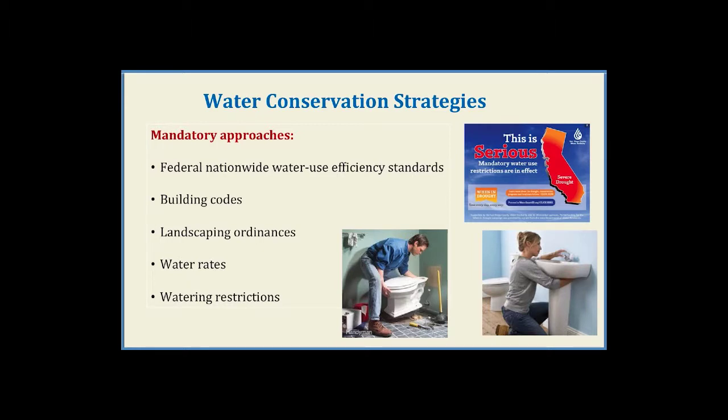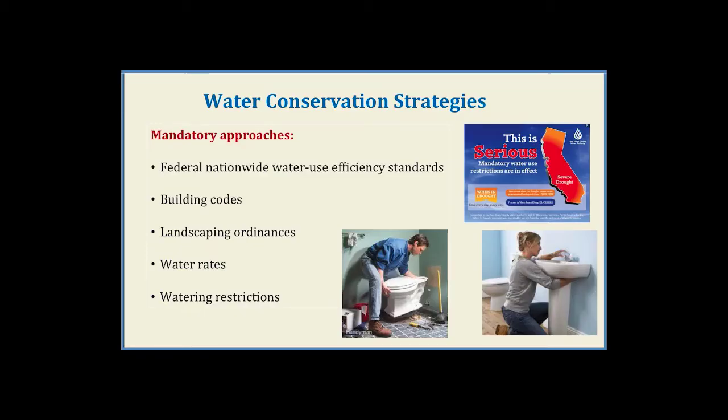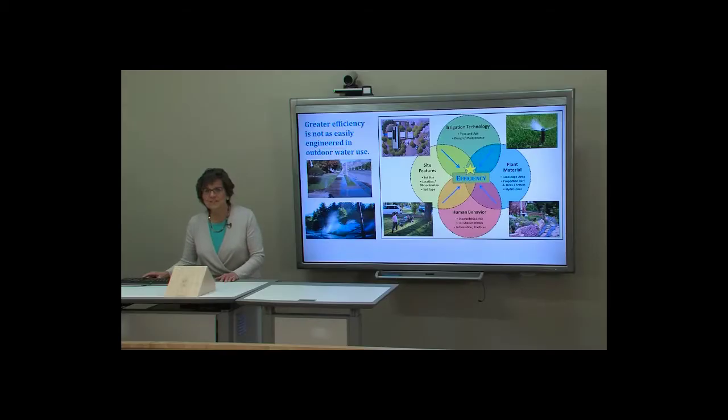Building codes, landscaping ordinances, and different types of water rates and how they're structured, as well as watering restrictions, are examples of mandatory approaches. One particularly effective mandatory approach was federal legislation that mandated water use efficiency standards for indoor appliances and fixtures. Greater efficiency is not as easily engineered in outdoor water use.